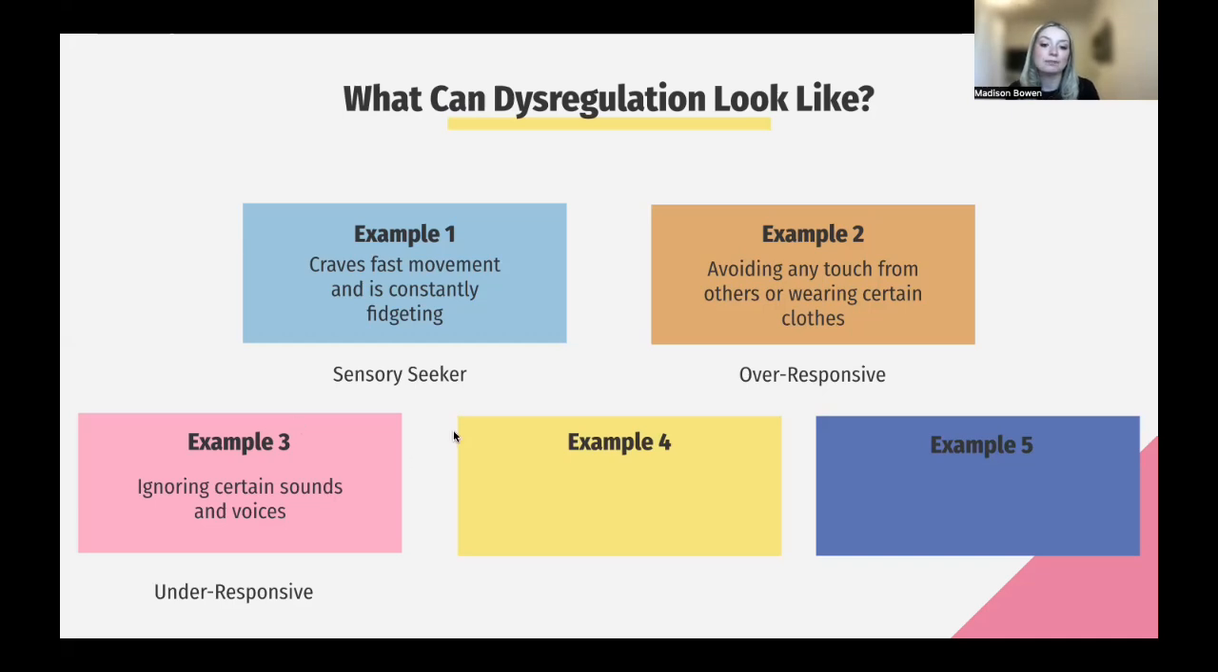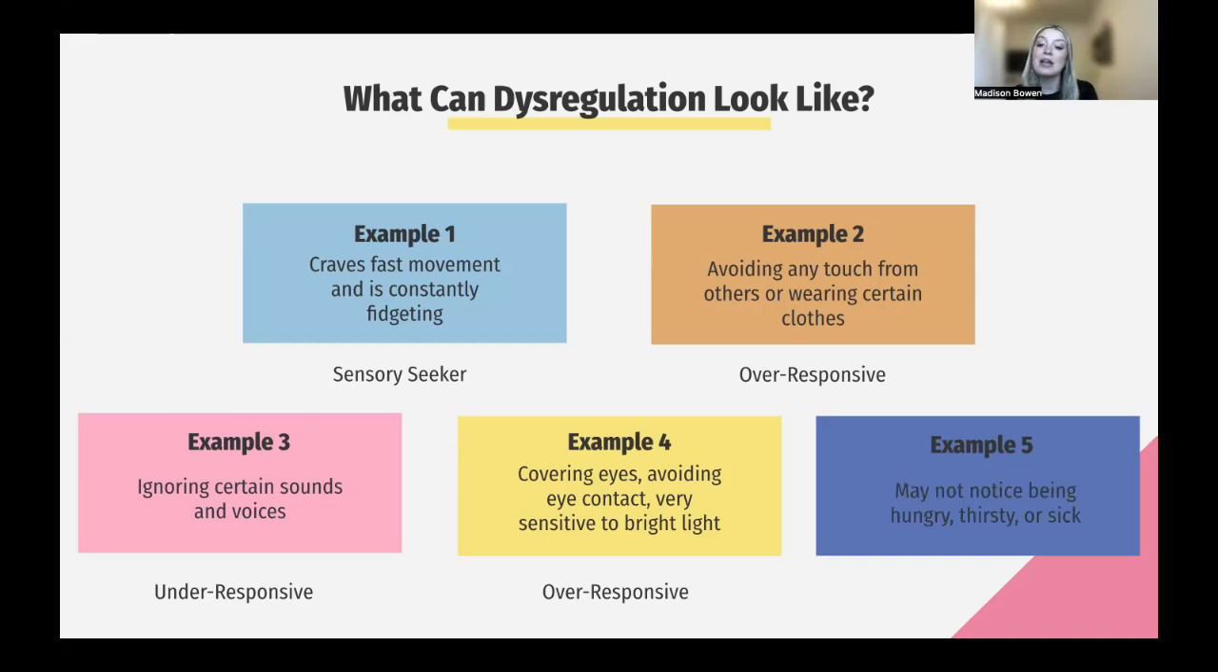Example 4: covering eyes, avoiding eye contact, and being very sensitive to bright light. So this child is over-responsive to any visual stimuli. And then our final example: may not notice being hungry, thirsty, or sick. And again, this child is under-responsive to any interoceptive input inside of their body.